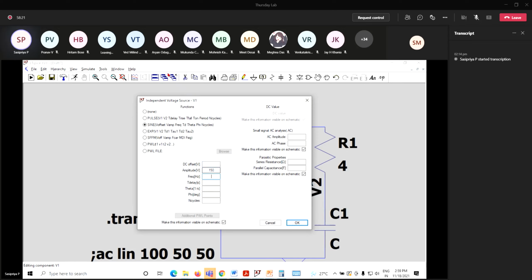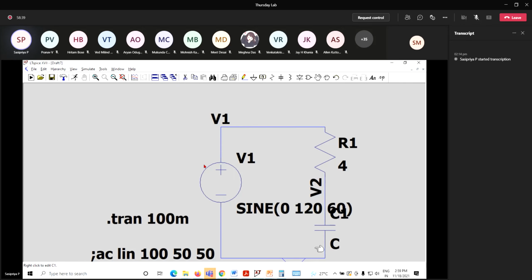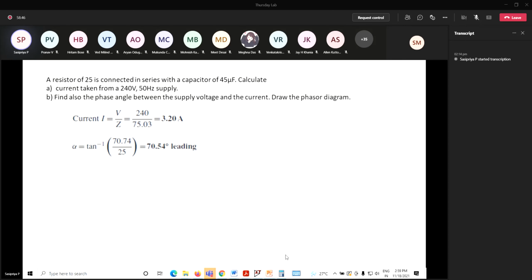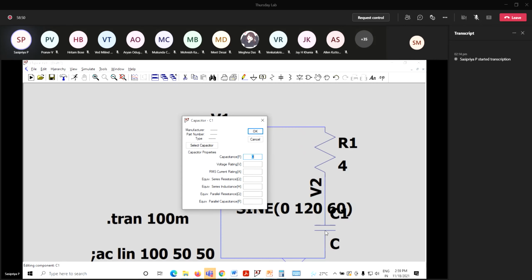Let's do with 150 volt, 60 hertz. This 230 volt, 50 hertz is the Indian single phase value. In the US it is 120 volt, 60 hertz. The capacitor value, what is the capacitor value? Yes, 45 microfarad. The capacitor value is 45 microfarad.